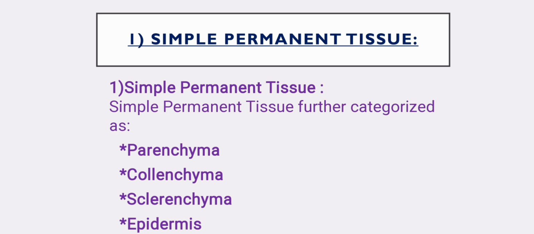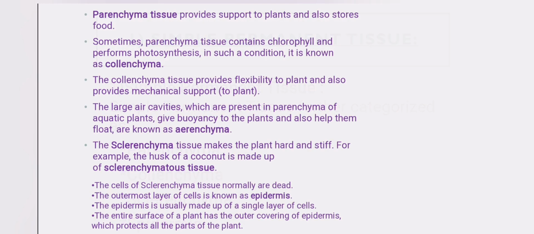Simple permanent tissue is further divided into parenchyma, collenchyma, sclerenchyma and epidermis. We will study about these tissues and their functions. Parenchyma tissue provides support to plants and also stores food. And sometimes parenchyma tissue contains chlorophyll and performs photosynthesis.